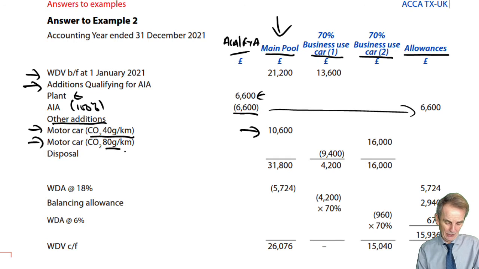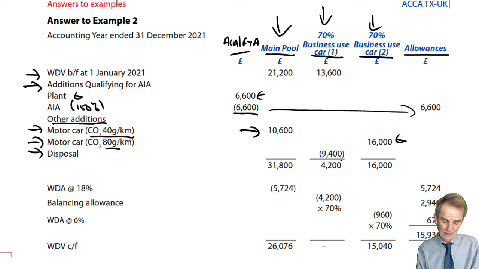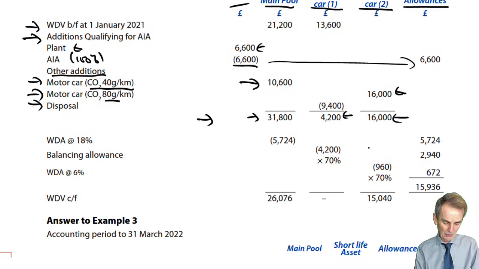The 80 grams per kilometre car, however, that was a replacement car for Jane, and that has, again, 70% business use, so it has its own column. Any disposals made during the period, we have to, of course, look at what was sold, and the particular asset being sold was not out of the main pool, but was that original business/private use car. What do we sell it for? £9,400. Therefore, the balance is at this point on the main pool 31,800, following the sale of the private use car 4,200, and of course the purchase cost of the new private use car. Now we can proceed to compute our allowances.